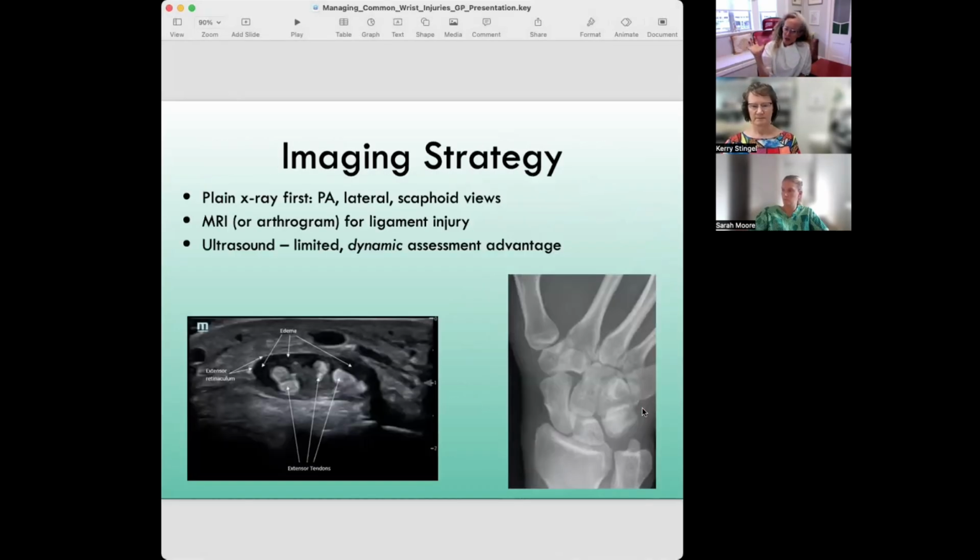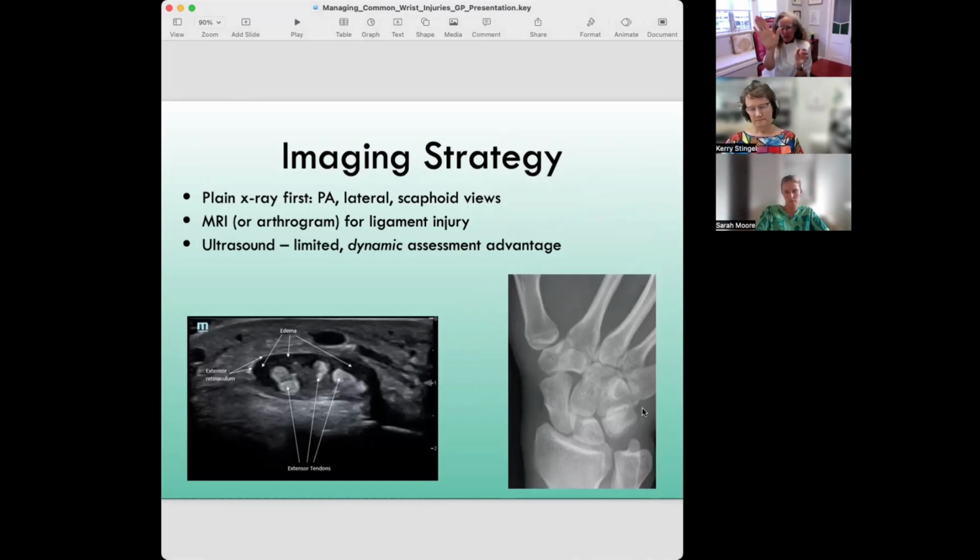I'm a huge fan of x-rays. I know it sounds old-fashioned, but I love to see the overall alignment. You often pick up a bit of thumb osteoarthritis. It's always good to know. And sometimes there's a story in there. Coalitions and all sorts of weird things you can get in the wrist.